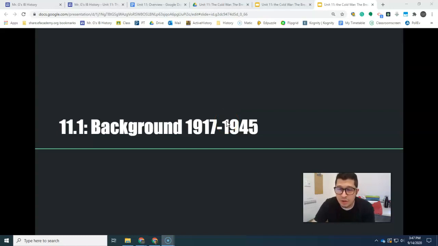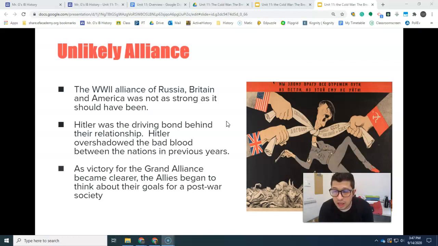So 11.1, the background. This is going to be super short, super sweet, and to the point. So, unlikely alliance, right? This is something that I've been saying the entire time. Russia, Britain, the United States were not strong allies. They were never supposed to be strong allies. All the evidence that we've been talking about in year one, the Anglo-German naval agreement and the White Revolution in the 1920s in Russia, those are all evidence to say that the two camps, the two ideologies of capitalism and democracy and communism, they don't see eye to eye, and it's very hard for that alliance to have lasted.